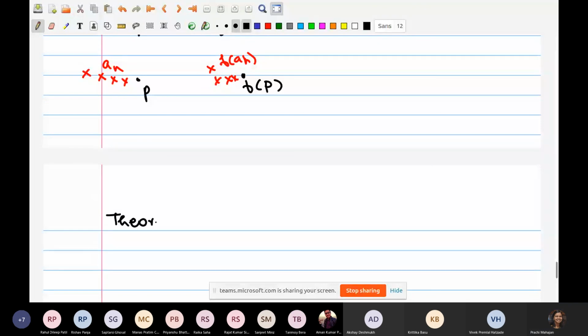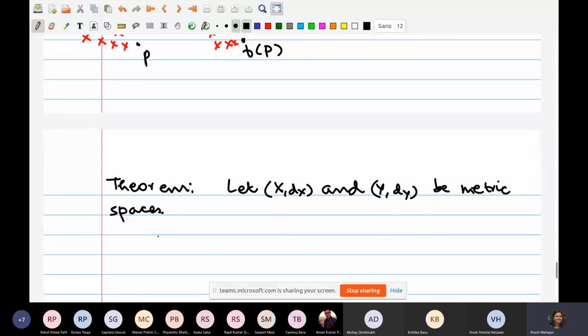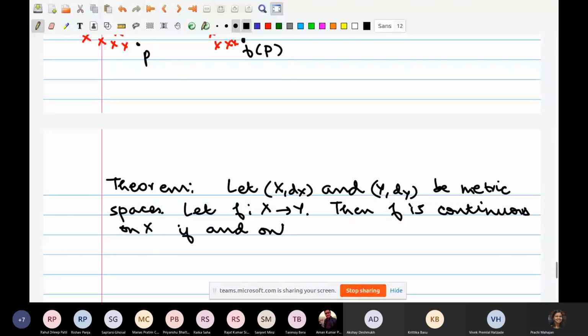So theorem: let X and Y be metric spaces, and let f be a function from X into Y. Then f is continuous on X if and only if f inverse of U is open in X for every open set U in Y.